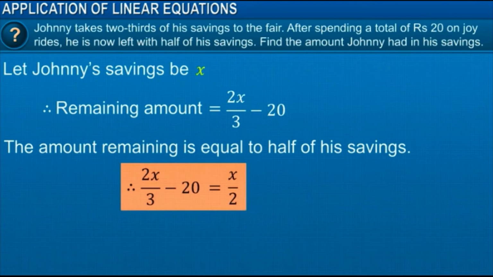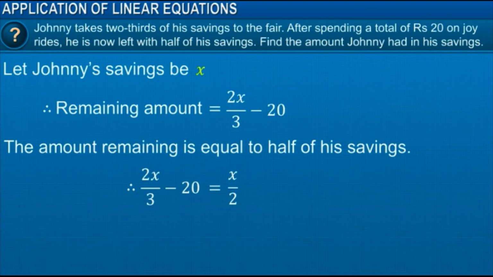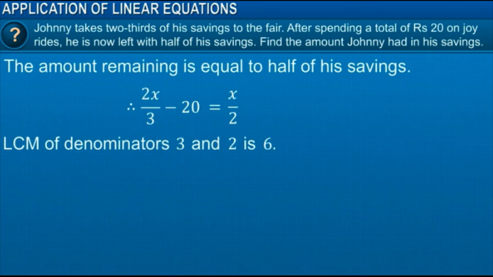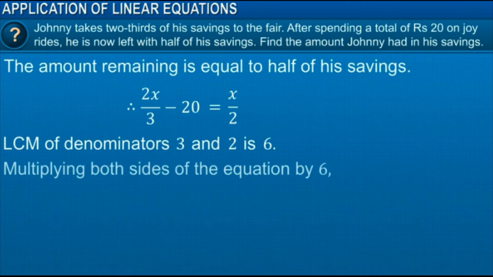As you can see, this is a linear equation in one variable, which has been formed from the given word statements. In such problems, the first step is to simplify the problem by eliminating the fractions from both sides of the equation, by multiplying both sides of the equation by the least common multiple, or LCM, of the given denominators. The LCM of the denominators 3 and 2 is 6. Therefore, we multiply both sides of the equation by 6.